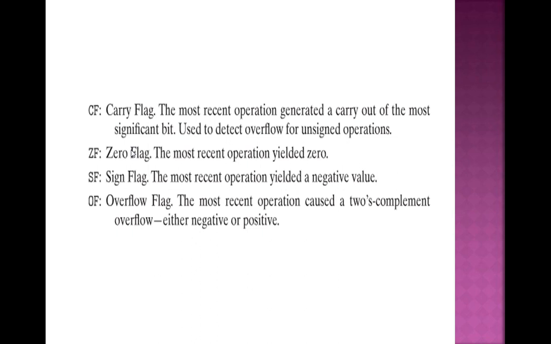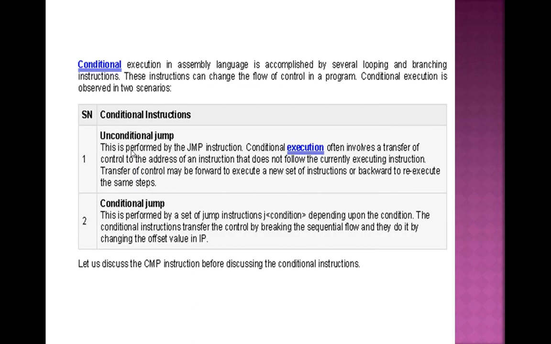Then there is a zero flag. This is set when the most recent operation gives 0. Next, there is a sign flag that indicates the sign, whether it is positive or negative. Whenever we store the sign, that is plus or minus, in a register, that is done by the sign flag. Then there is the OF, that is the overflow flag. If there is an overflow in 2's complement or 1's complement, that is stored by the overflow flag.